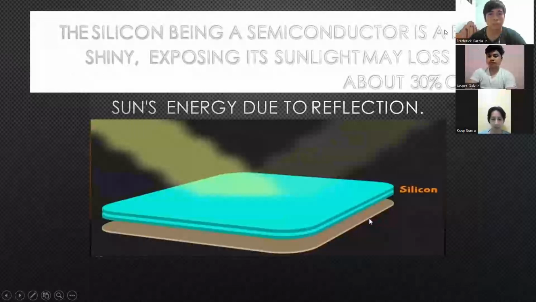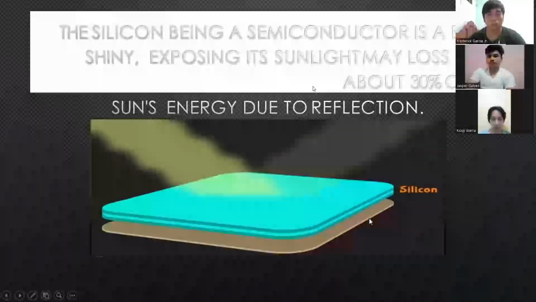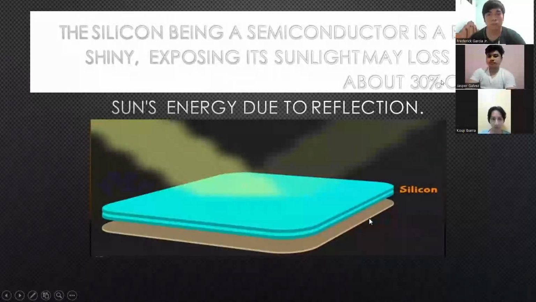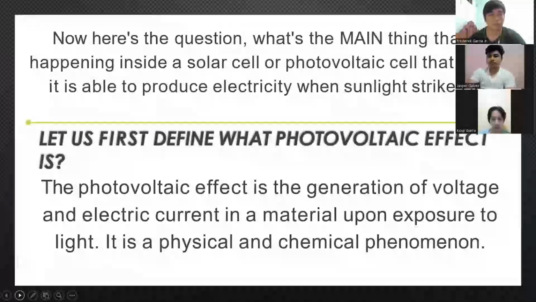Now, silicon is used as a semiconductor. It's a bit shiny. Exposing it to sunlight may lose up to around 30% of the sun's energy due to reflection. Another reason why we need the anti-reflection coating.